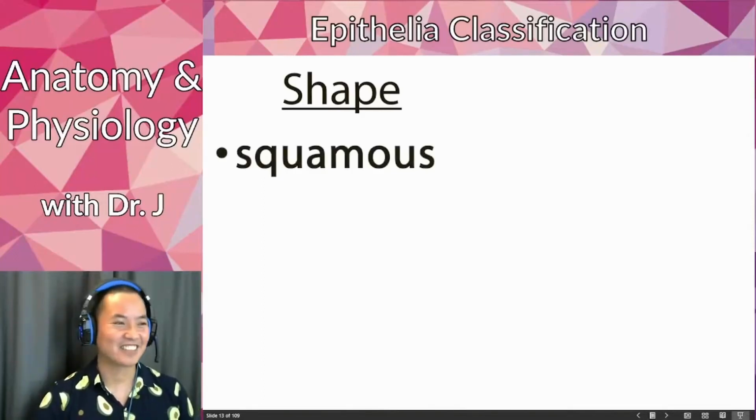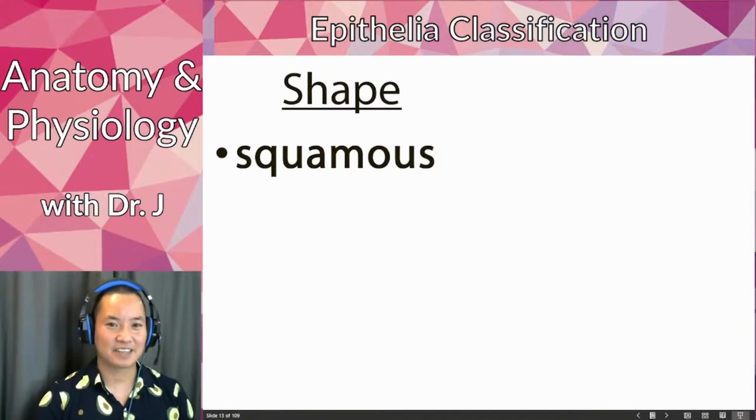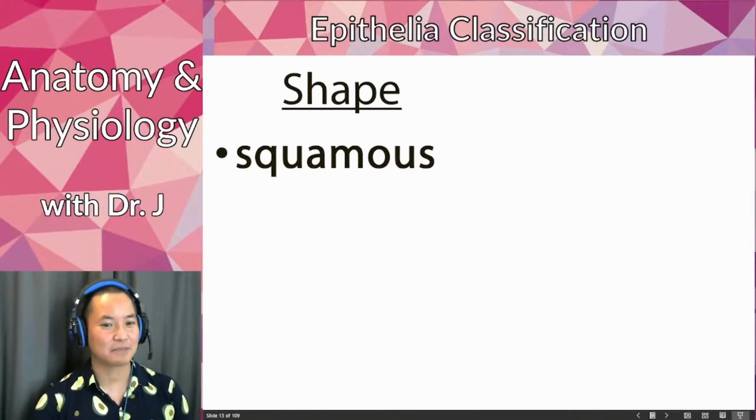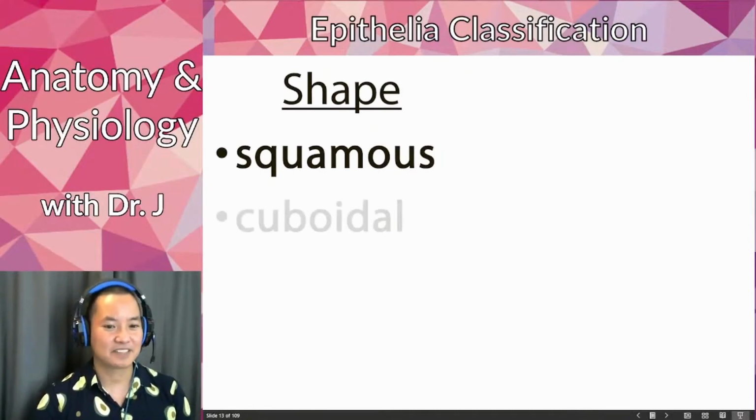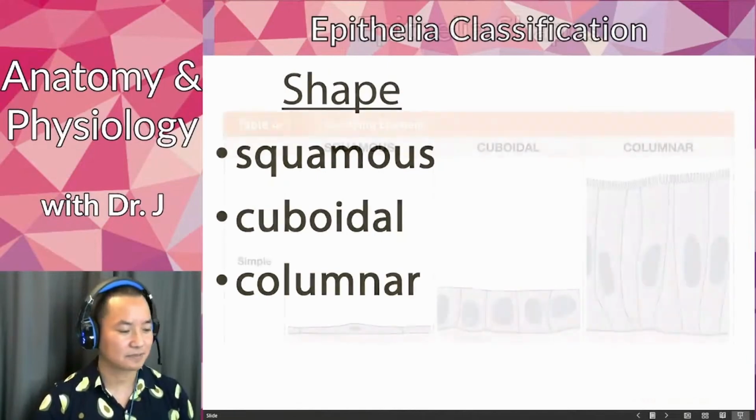So then you can classify epithelia in multiple ways. One major way you can classify and categorize epithelia is based on the shape of the cells. So they're squamous, cuboidal, and columnar. There are exceptions, but I'll cover those exceptions pretty soon.